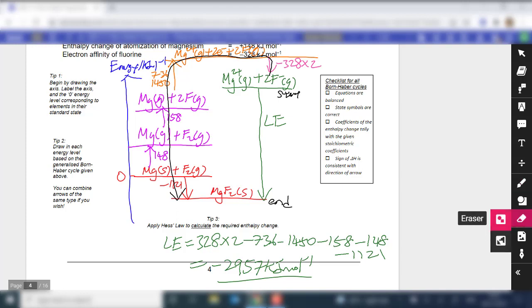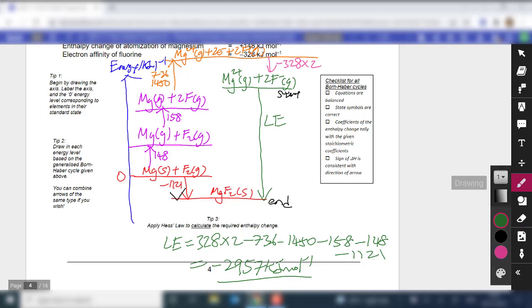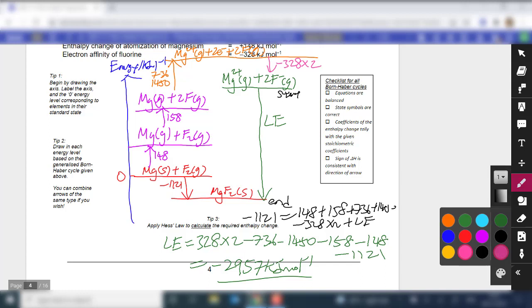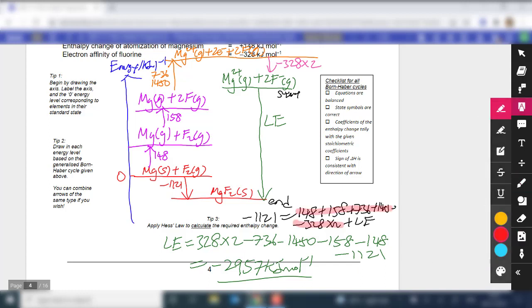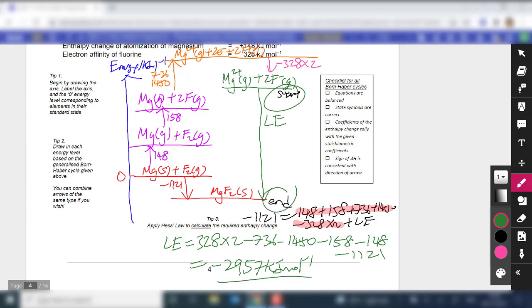Okay, maybe during your tutorial lesson, your teacher might have told you that what you can do is define the enthalpy change of formation. So that will be minus 1121, and then after that you sum everything up like this. Okay, yes, you can do that if you want. But you end up with the same answer. So that will be negative 1121 equals 148 plus 158 plus 736 plus 1450 minus 328 times 2 plus lattice energy. Okay, but when you do that, you still need to shift this whole portion to the left-hand side before you calculate. Yeah, but if you just look at the starting point and destination directly, you can just sum them up directly. But you just need to be a bit careful with the sign.